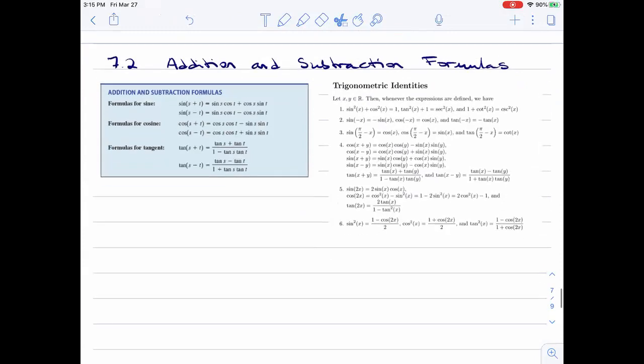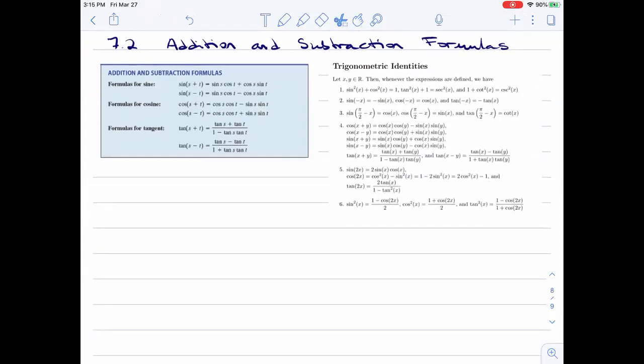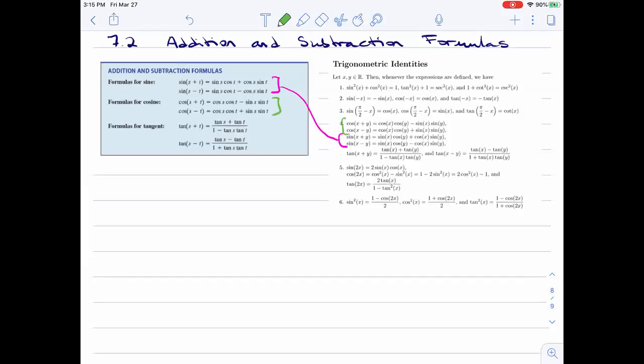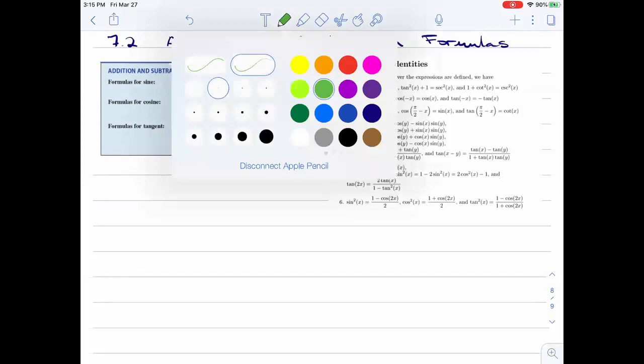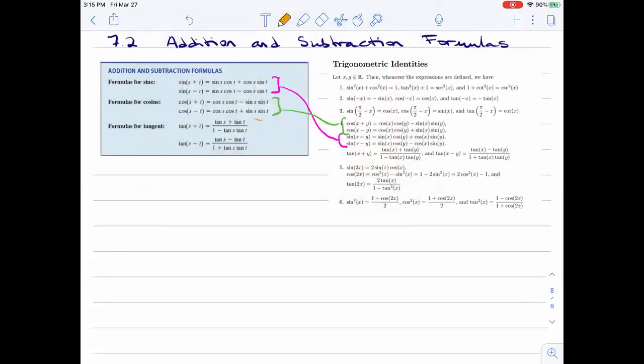Okay. So we've got the formulas for sine and cosine. And so the formulas for sine are here, and they're here. The formulas for cosine, the addition and subtraction formulas, are here. And for tan, or the tangent, they're smushed here. So they were all on there, right?